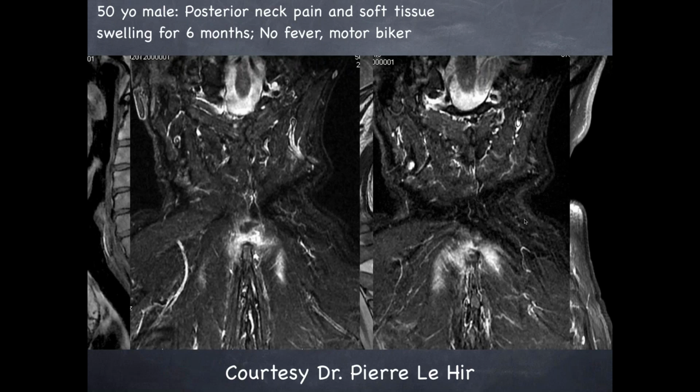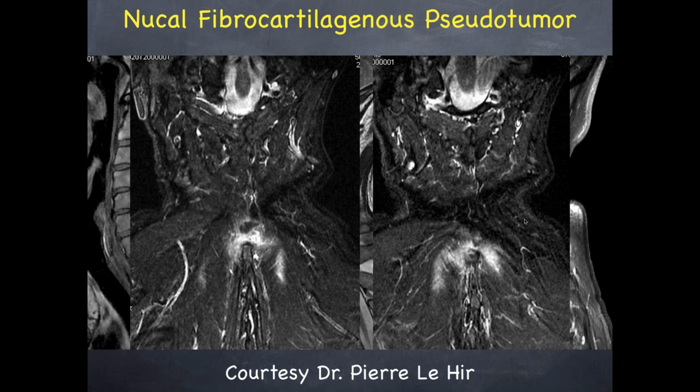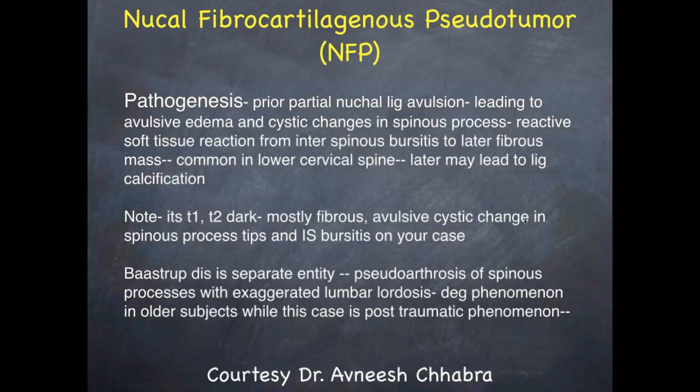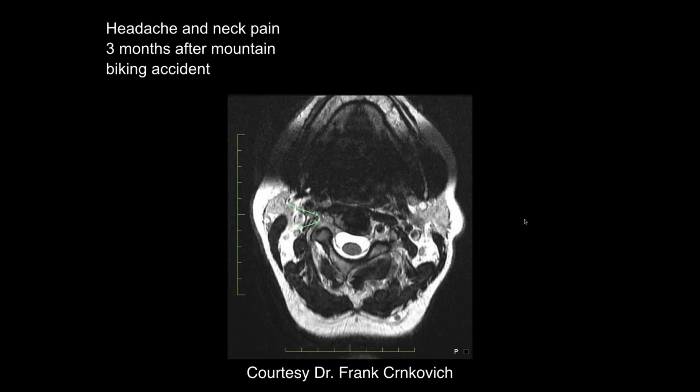Those are the coronal images, right? There's some edema around the spinous process. Some people call this a nucleofibrocartilage pseudotumor, and I think it's due to trauma, partly, with hypertrophic change. Some people call this a pseudotumor because it can appear as a mass if you have a chronic injury.